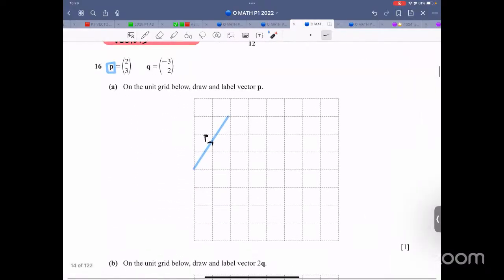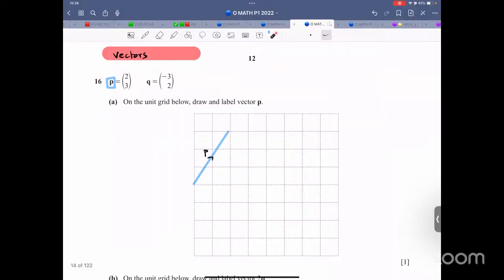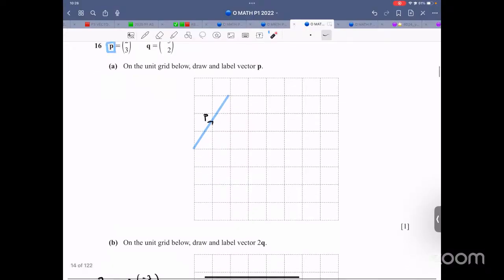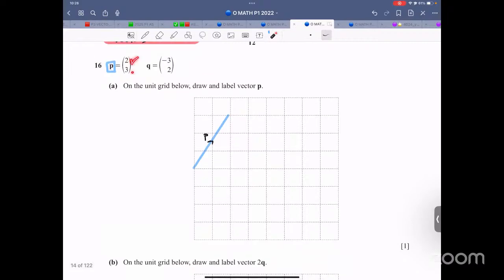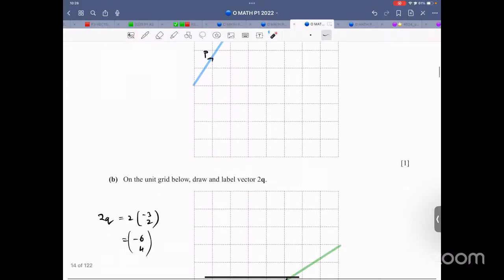Something to do with vectors. So now it says on the unit grid below, draw and label vector P. So now we can start from any point because the x-axis and the y-axis are not given. So P is 2, 3. That means start from here, go 2 units to the right, 3 units up, that is P.